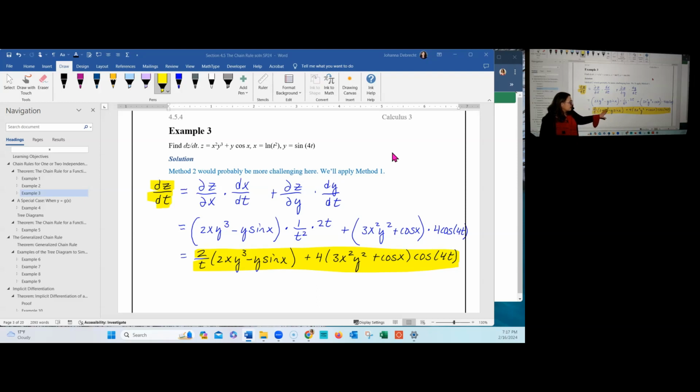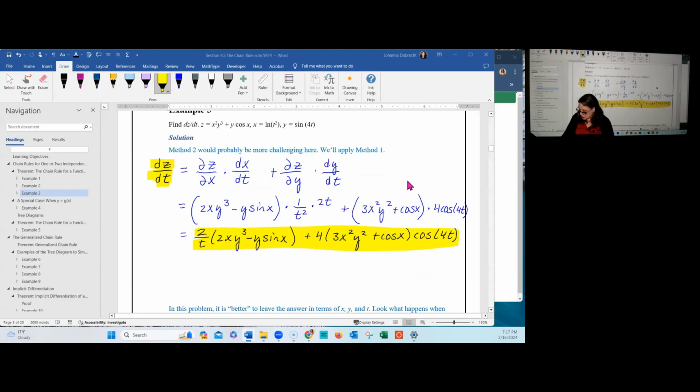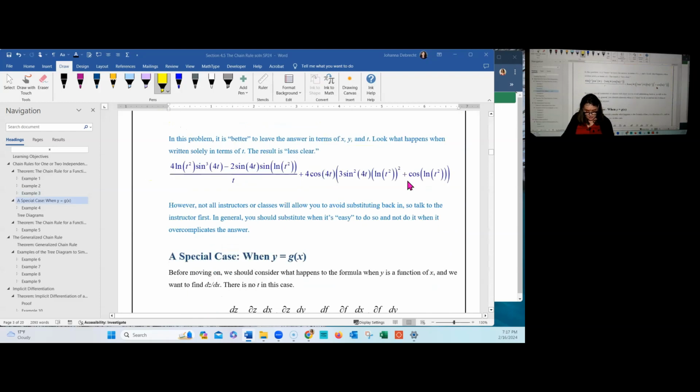It is written in terms of x, y, and t. You could, if you'd like, go ahead and write it all in terms of t by substituting natural log of t squared for x and sine of 4t for y. In this case, however, I think it is probably better to go ahead and leave it in terms of x, y, and t. If you were to write it in terms of t alone, it becomes this expression that you see in dark blue. This is a far more complicated expression.